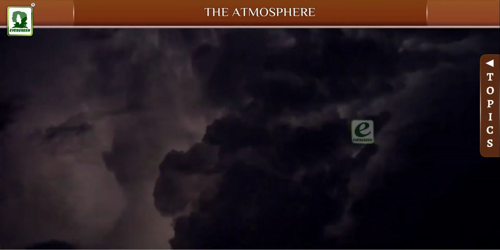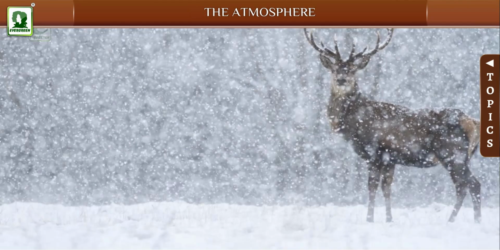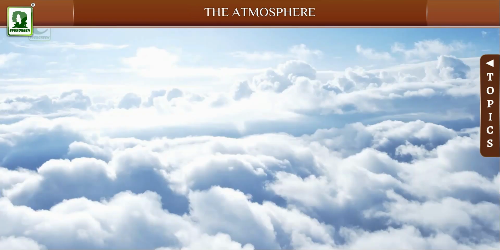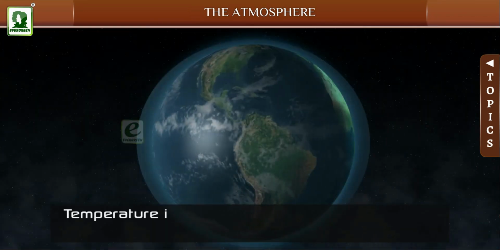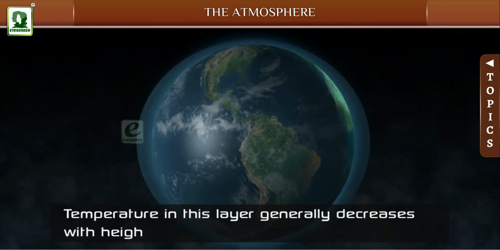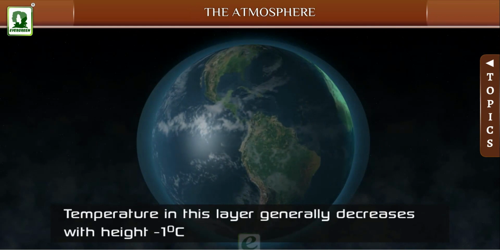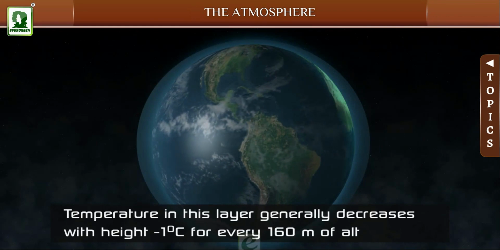Almost all the weather phenomena like rainfall, snowfall, storms, wind, clouds, and fog occur in this layer. Temperature in this layer generally decreases with height, -1 degree Celsius for every 160 meters of altitude.